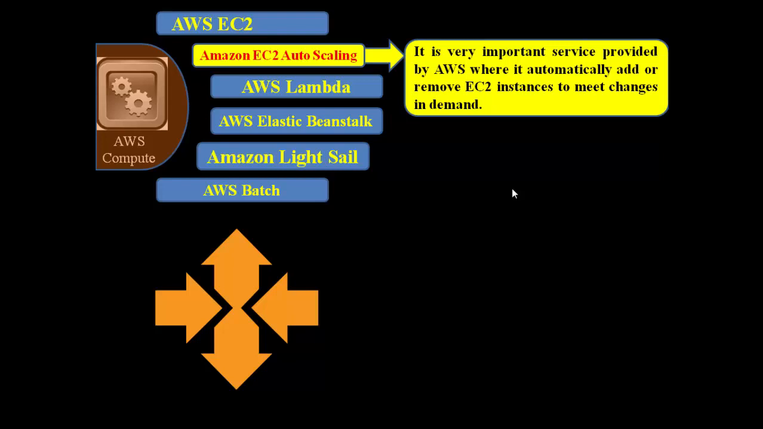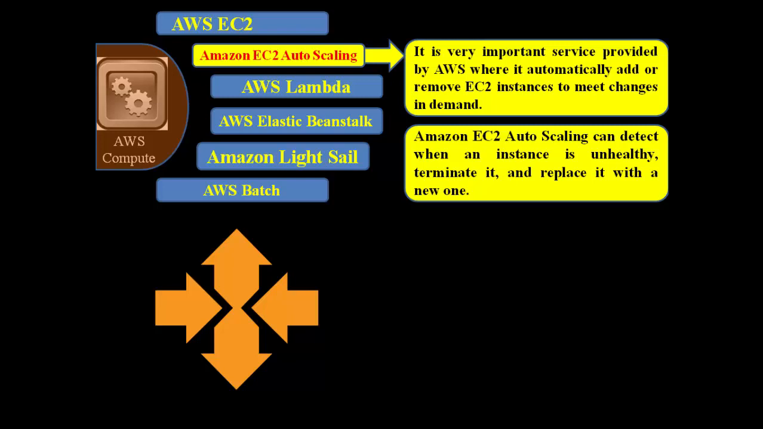So normally we cannot guess how many servers are required to run our application. If more traffic is there, then more servers are required to run our application smoothly. But we cannot easily guess, so we can take this service from AWS, where AWS will automatically add or remove servers as per the need of the application.